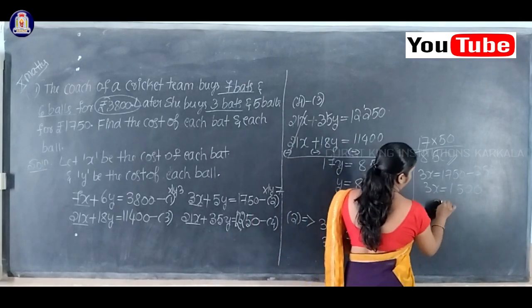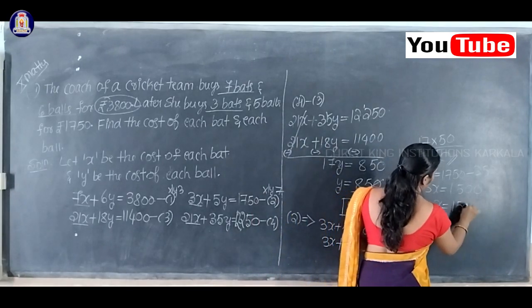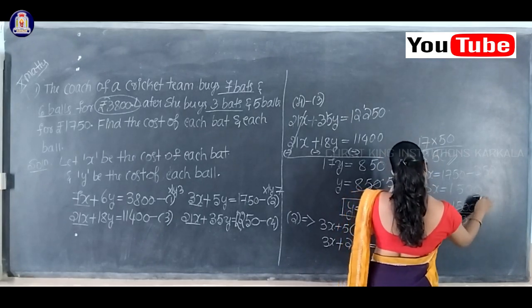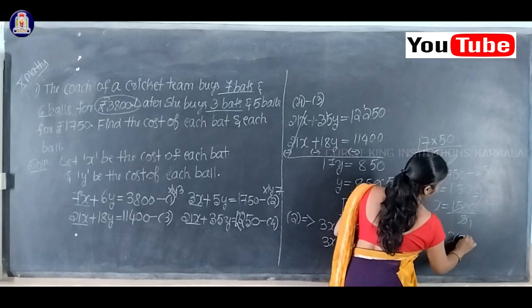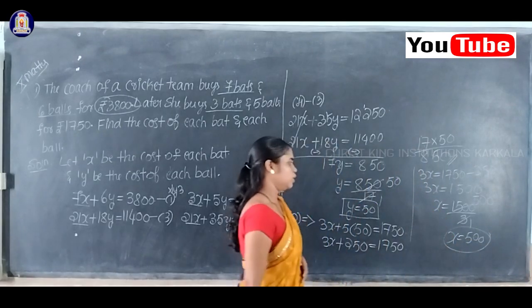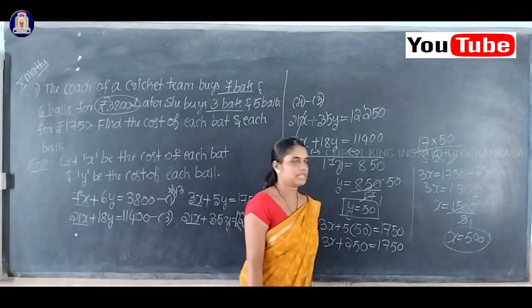Therefore x is equal to 1500 by 3. 3 5s are 15. So what is the value of x? The value of x is equal to 500. The value of y is equal to 50.